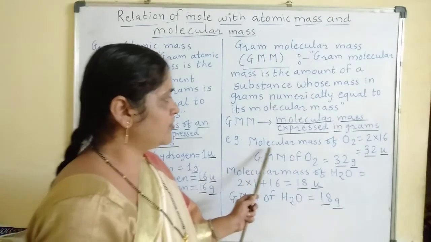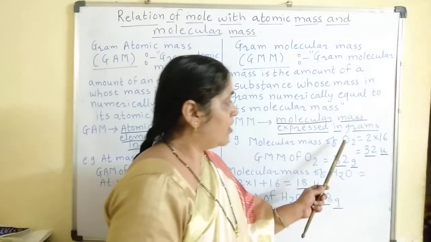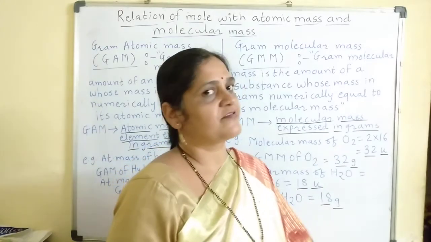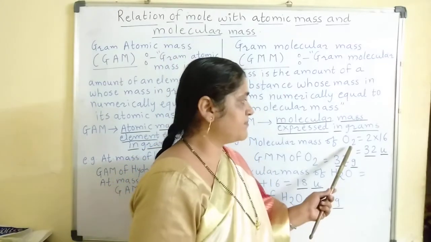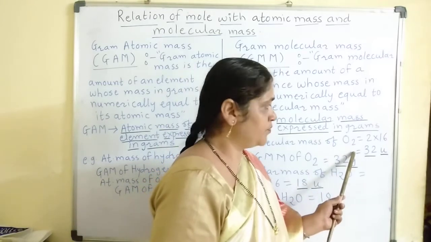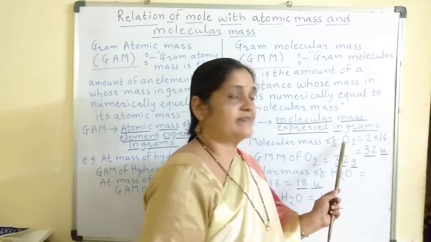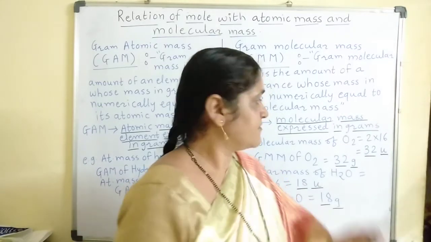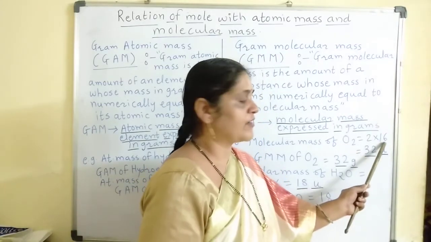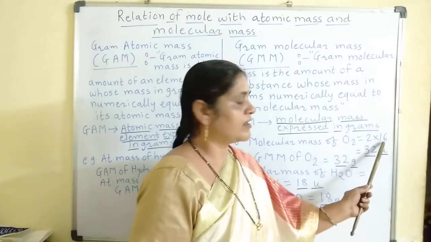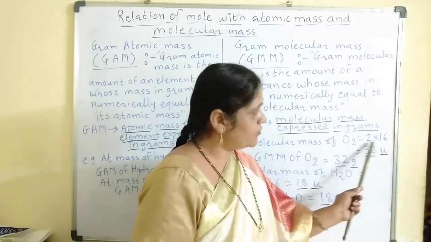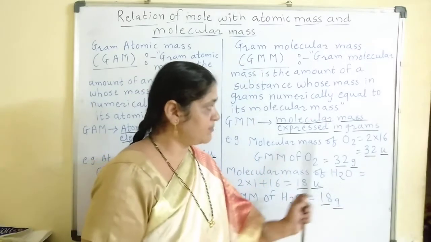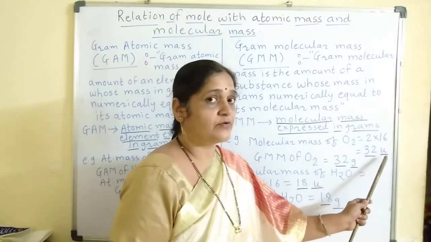Now we will take an example. For example, molecular mass of oxygen. Oxygen gas, when it is in molecular form, has 2 oxygen atoms. So we represent it with the symbol O2. Here O2 means there are 2 oxygen atoms in one molecule of oxygen. So 2 multiplied by the atomic mass of oxygen, which is 16. So 2 multiplied by 16 is equal to 32 U. So the molecular mass of oxygen we have got is 32 U.